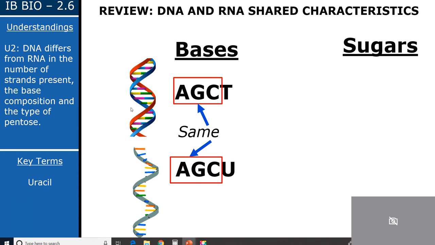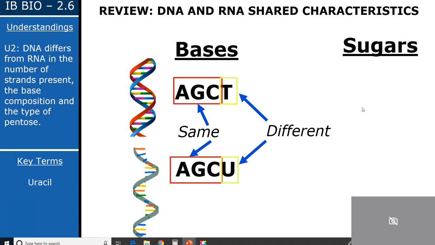But there are some differences between DNA and RNA. The first thing that you probably notice is that DNA has 2 strands. It's got this double helix, this double strand, whereas RNA is single-stranded. The other difference is over here in the bases: in DNA, they have a thymine, a T, whereas in RNA, they have a uracil. This is usually depicted as a U.